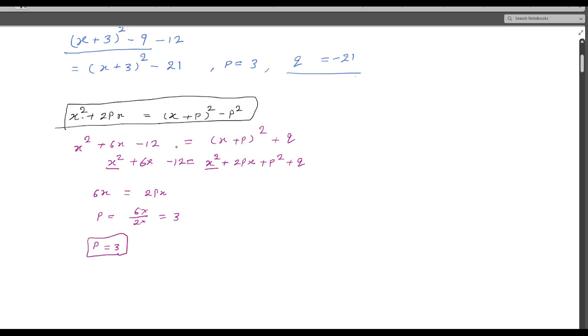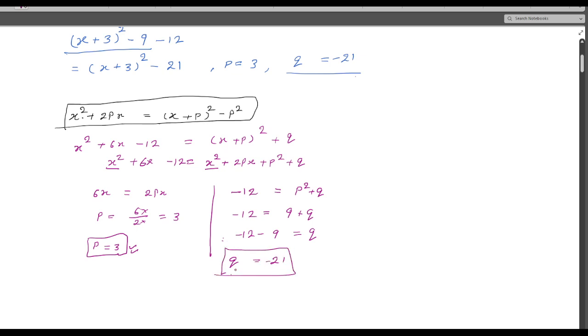Now we will compare the constant on both the sides. So on the left hand side constant is minus 12, and on the right hand side the constant is p square plus q. So the value of p we got is 3. So I will say that minus 12 is equal to 3 square, which is 9, plus q, and therefore minus 12 minus 9 is your q. So the value of q is minus 21.